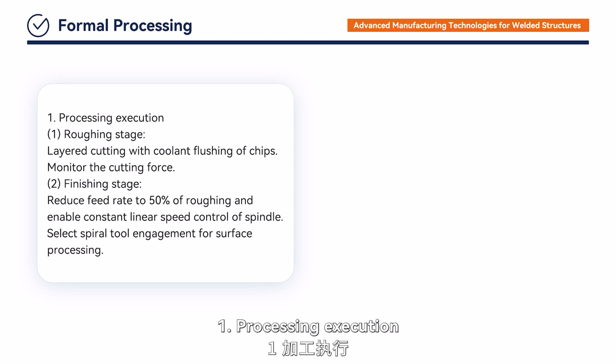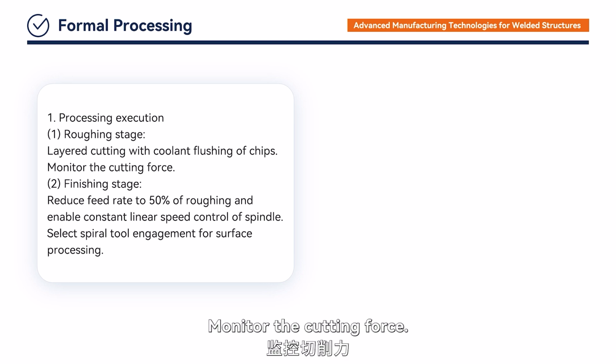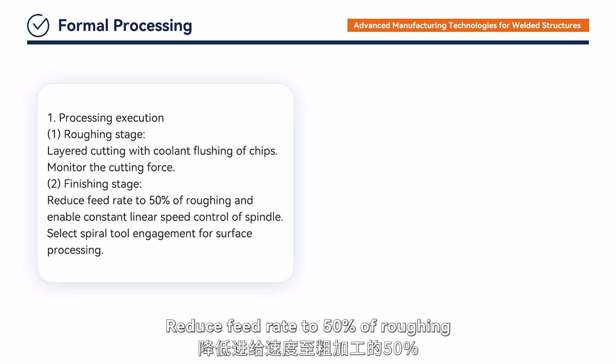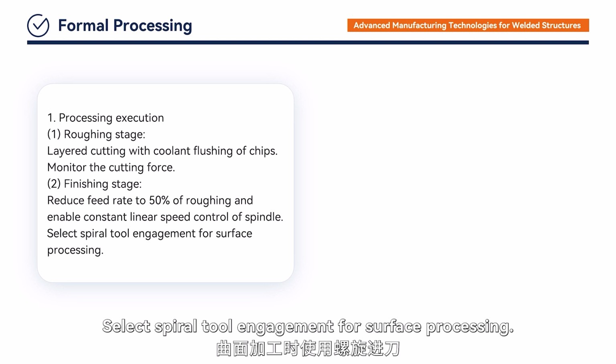1. Processing execution. 1. Roughing stage. Layered cutting with coolant flushing of chips. Monitor the cutting force. 2. Finishing stage. Reduce feed rate to 50% of roughing and enable constant linear speed control of spindle. Select spiral tool engagement for surface processing.